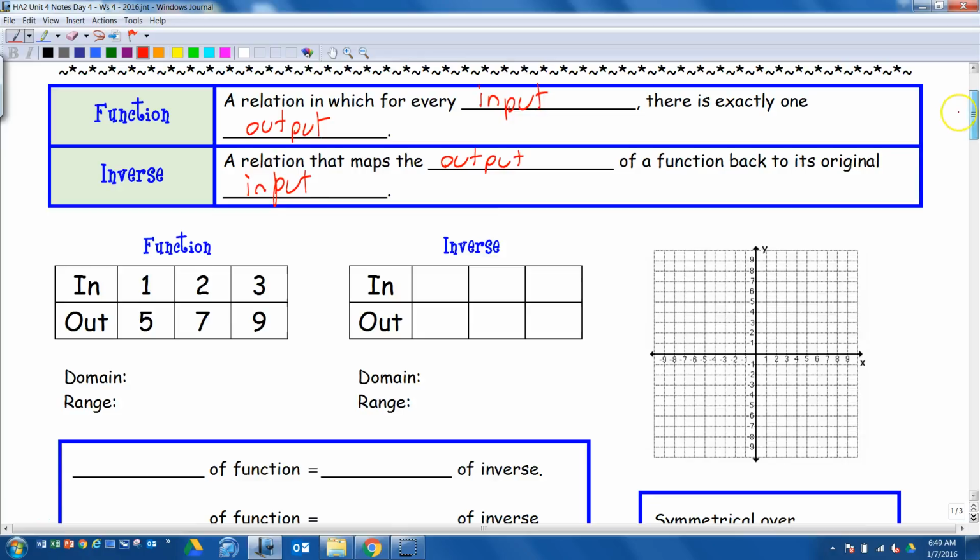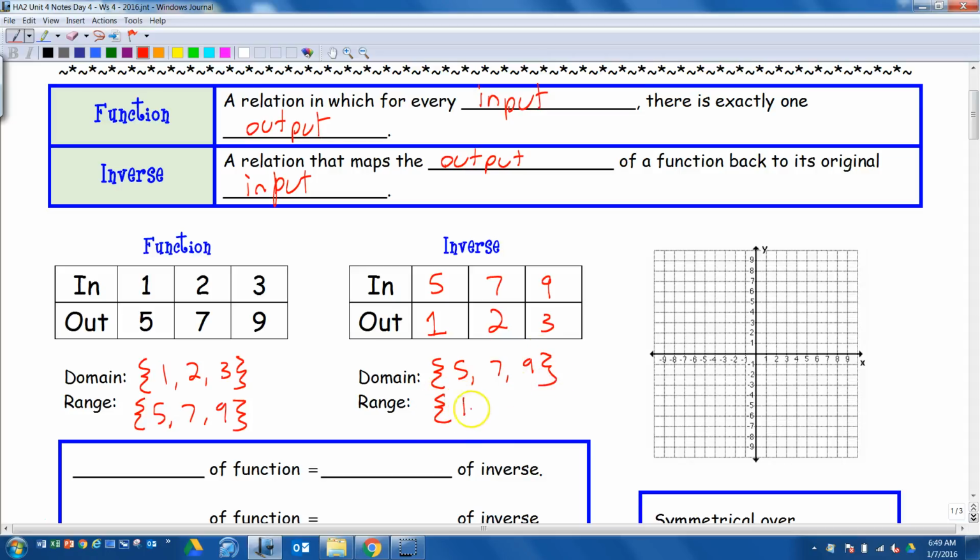Okay? So, for this problem, it tells you that we're inputting a 1, we get out a 5. If we put in a 2, we get a 7, and we put a 3 in, we get a 9. So my domain are your inputs, and your range are your outputs. And then the inverse of that is, if we have the input now as the old output, that'll get us back to an output of 1. That 7 now goes back to 2, and that 9 now goes back to 3. So the domain of the inverse is 5, 7, 9, and the range of that inverse is 1, 2, 3.